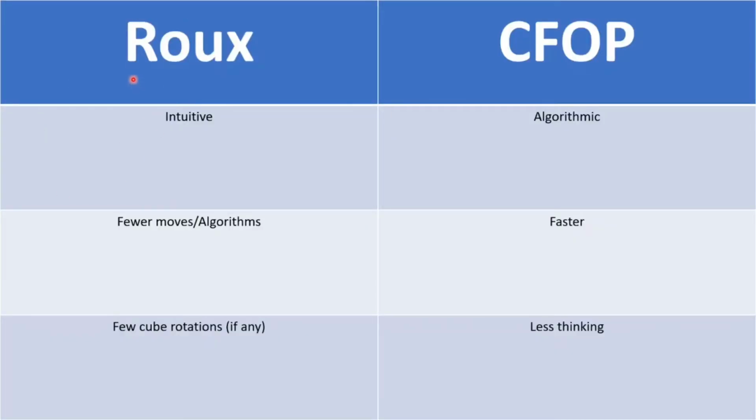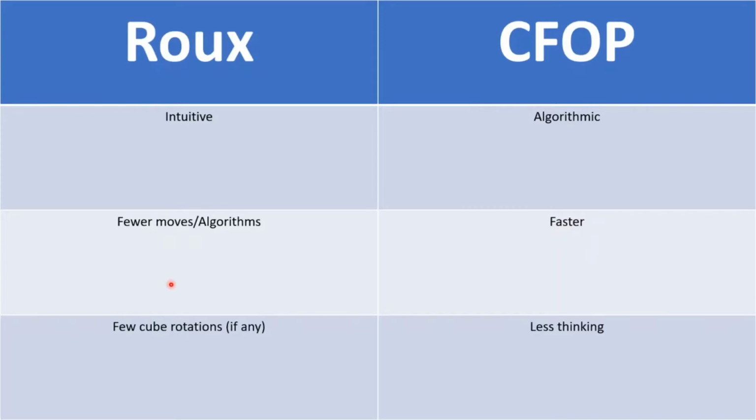So here we have the advantages of Roux and CFOP. Now, as I said, Roux is a very intuitive method, meaning you have to figure out how to get from point A to point B. All Roux does is tell you what point B is or where it is, whereas CFOP is very algorithmic, if that's a word. CFOP tells you how to get from point A to point B. It gives you the destination and the directions. So some people may like that, some people might not.